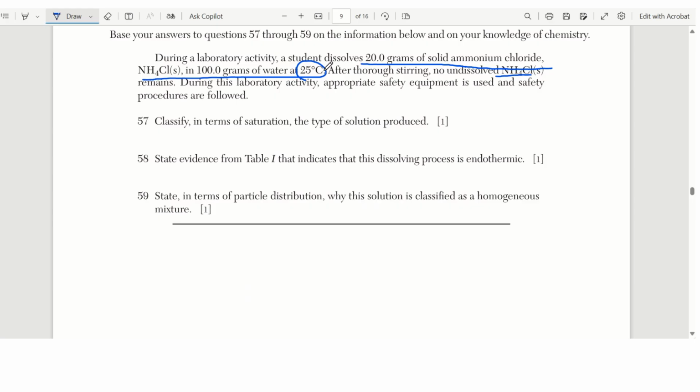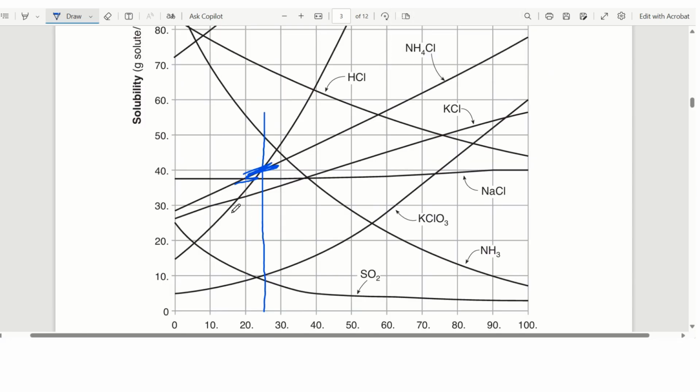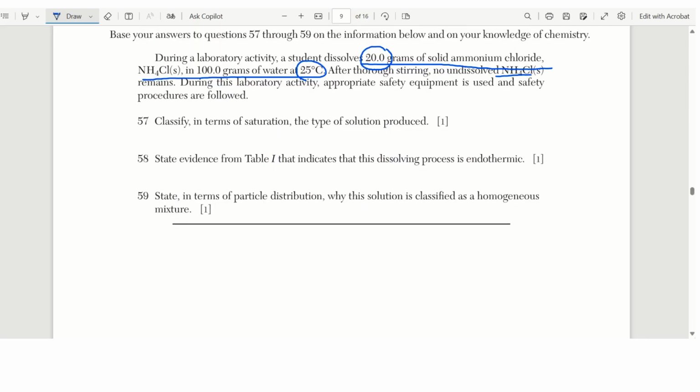And I need to decide where this point would be. So if I was at 20 grams and 25 degrees Celsius, I would be right here. At 25 degrees Celsius, I would be saturated right here. Where is this point compared to the line? It is underneath the line. So I call the solution unsaturated.